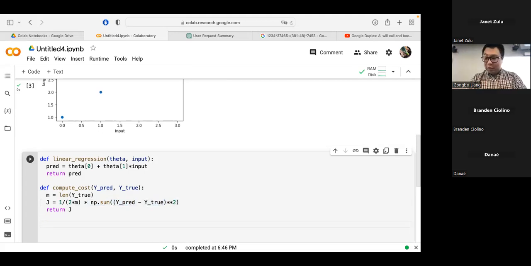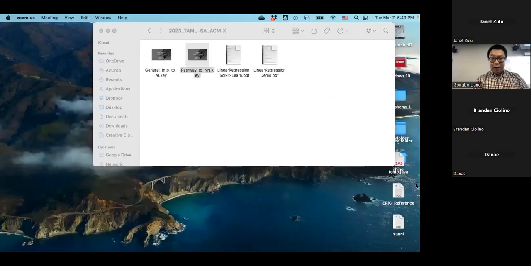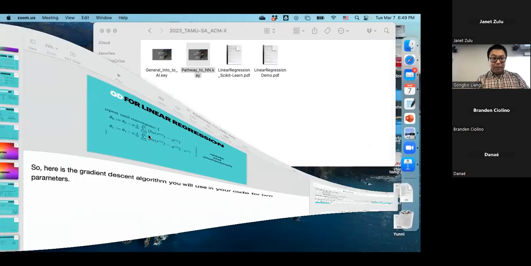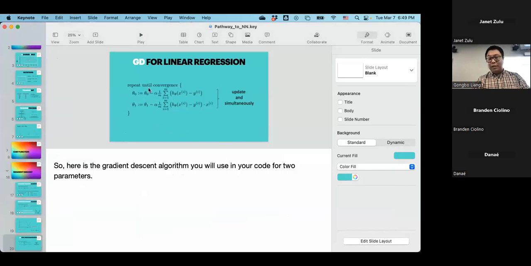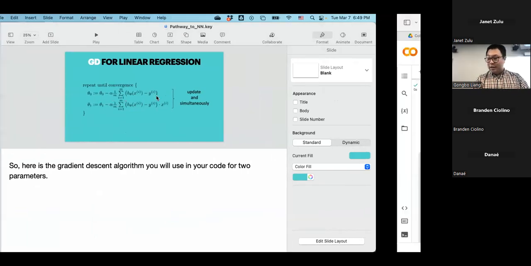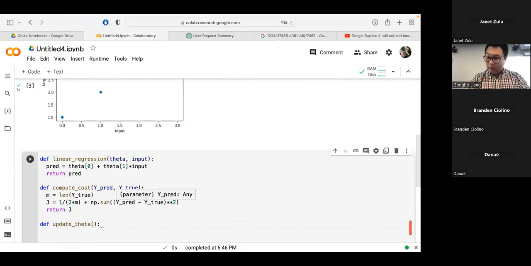And then the last one: define update, which is how to update theta. The update of theta will use gradient descent, which is this here. I will just show it here. I need a few things. m is still the length of y true.